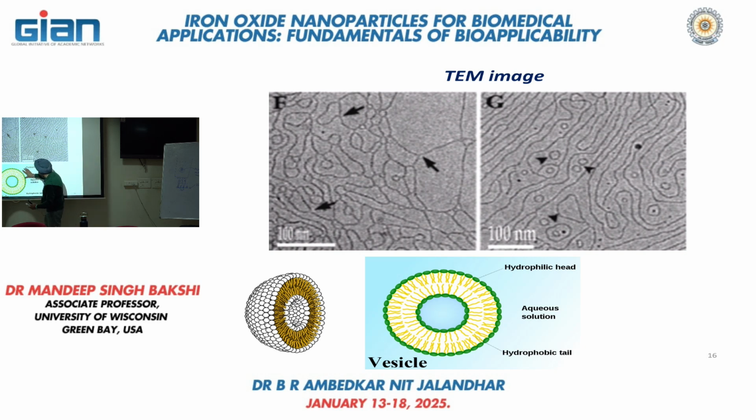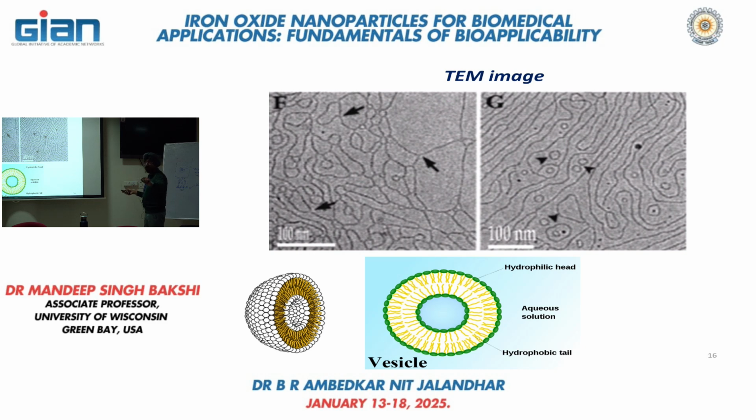If I have a longer thread and I join the ends of the thread, I can make a circle. But inside there is a water pool. This is known as a vesicle. Where are they? All these circles are vesicles. You see, vesicle, vesicle, vesicle.